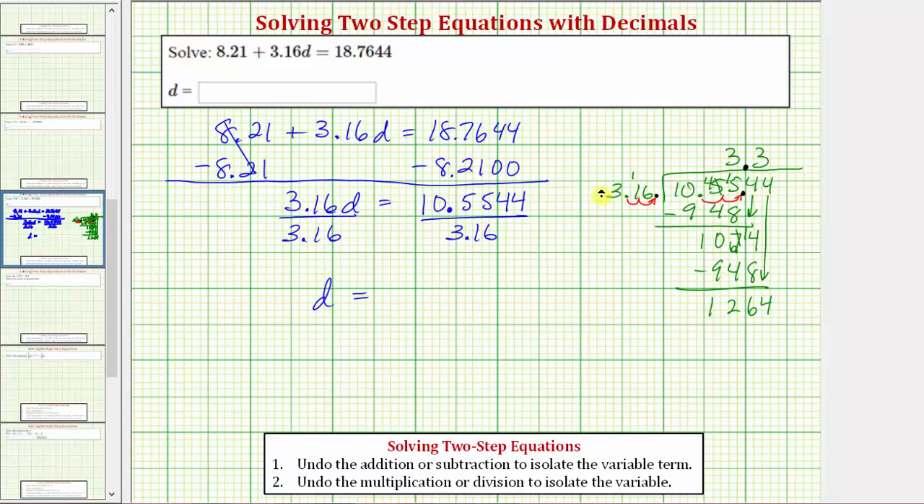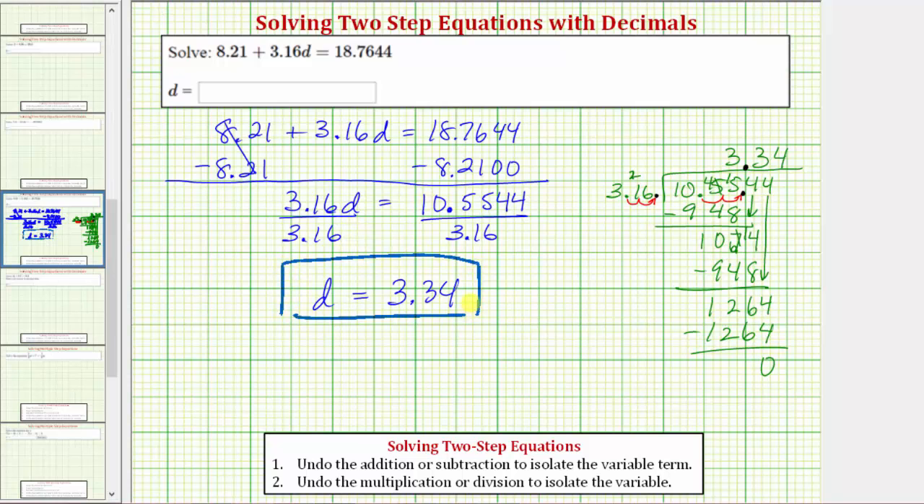And now we need to determine how many 316s are in 1,264. Well, we know 3 times 316 is 948, so let's see if there are 4 316s in 1,264. So multiplying, we have 4 times 6, that's 24. Perform an exchange with the 2. 4 times 1 is 4, plus 2 is 6. And 4 times 3 is 12. Notice how there are exactly 4 316s in 1,264. Subtracting, the difference is 0, and therefore the quotient is 3.34, meaning the solution to the equation is d equals 3.34.